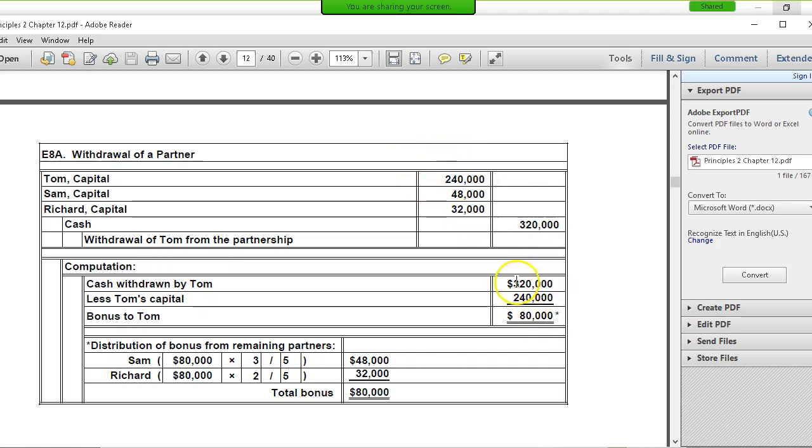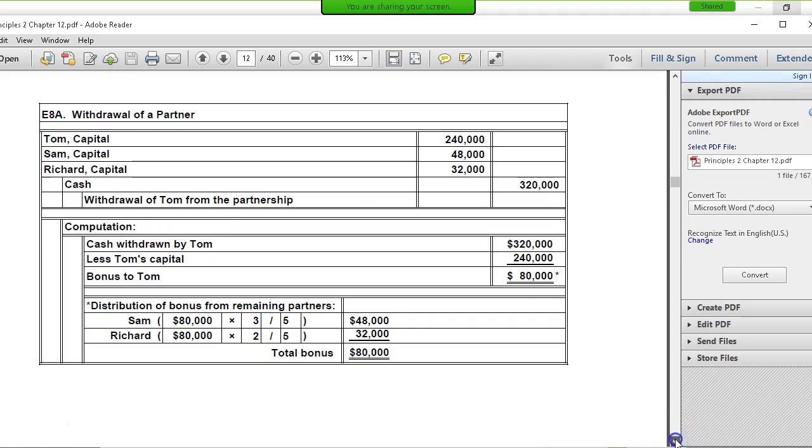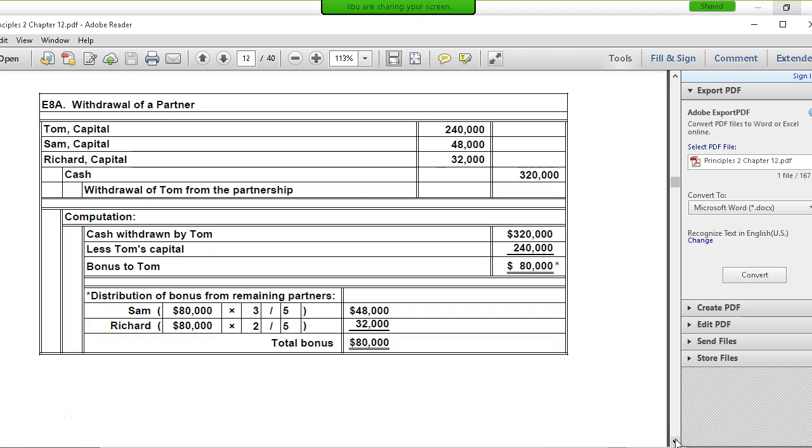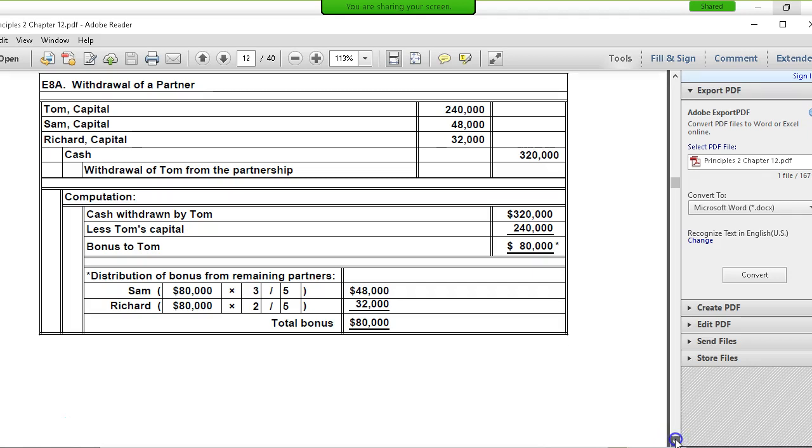But that difference, that $80,000 difference, will be allocated 3/5 to Sam and 2/5 to Richard, or $48,000 is going to reduce Sam's capital account, and Richard's will be reduced $32,000 in order to give Tom that bonus that they want to give him to get rid of him. Oftentimes, in this kind of case, they really want this partner out, and they're willing to pay an additional amount, or also for him to receive some of the benefits from the company over the period of time.